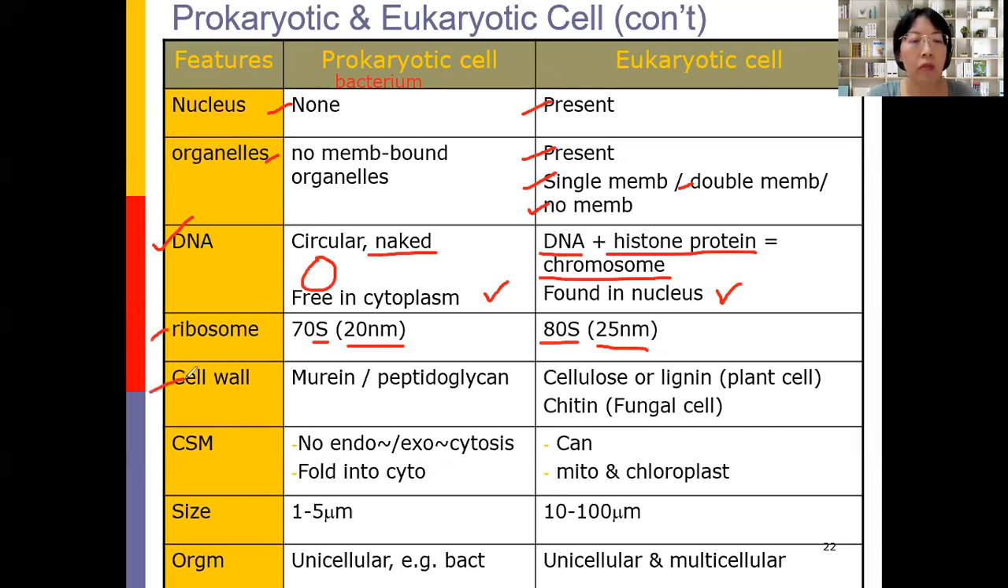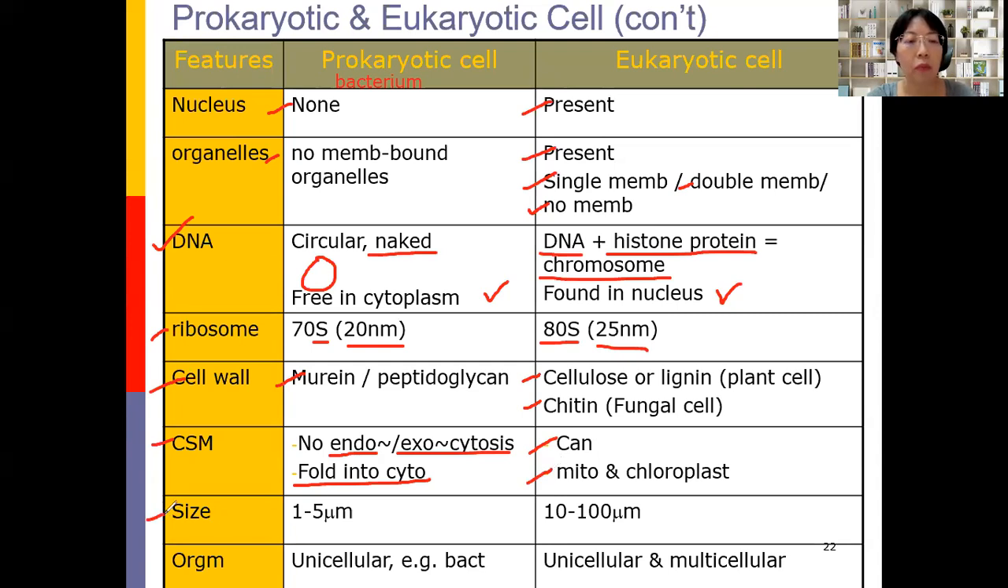Cell wall of bacteria is always made of murein or peptidoglycan. They're the same thing. Cell wall of plant cell is made of cellulose or lignin, and fungi is made of chitin. Cell surface membrane of bacterium, remember, cannot carry out endocytosis and exocytosis. But there are some locations of the cell surface membrane that will fall into the cytoplasm of the cell. Eukaryotic cell membrane can carry out exocytosis and endocytosis. Other than the cell surface membrane, it will also contain mitochondrion and chloroplast.